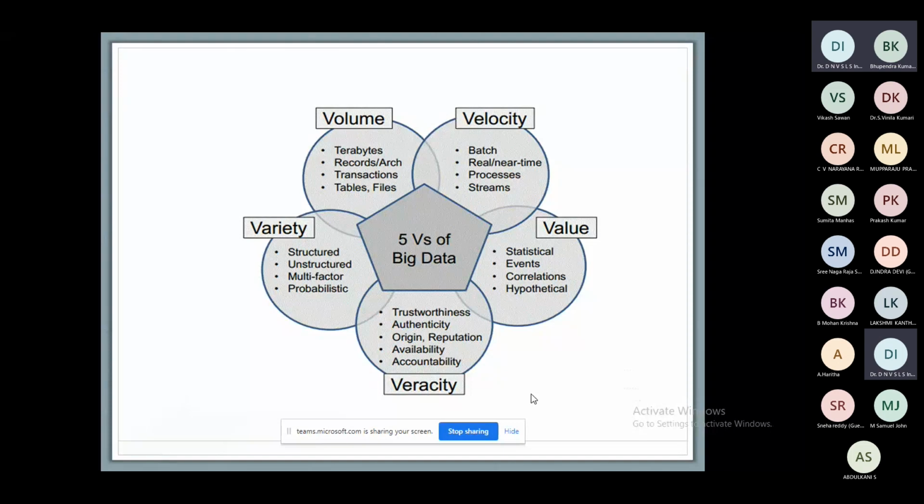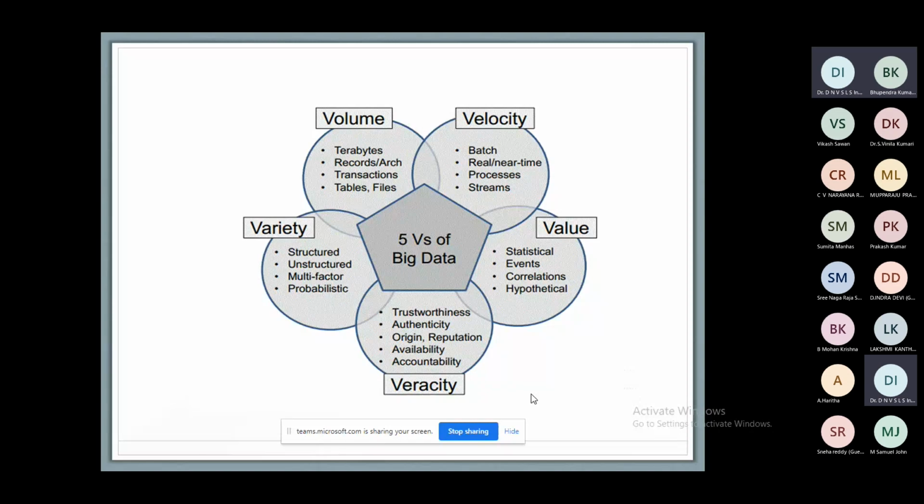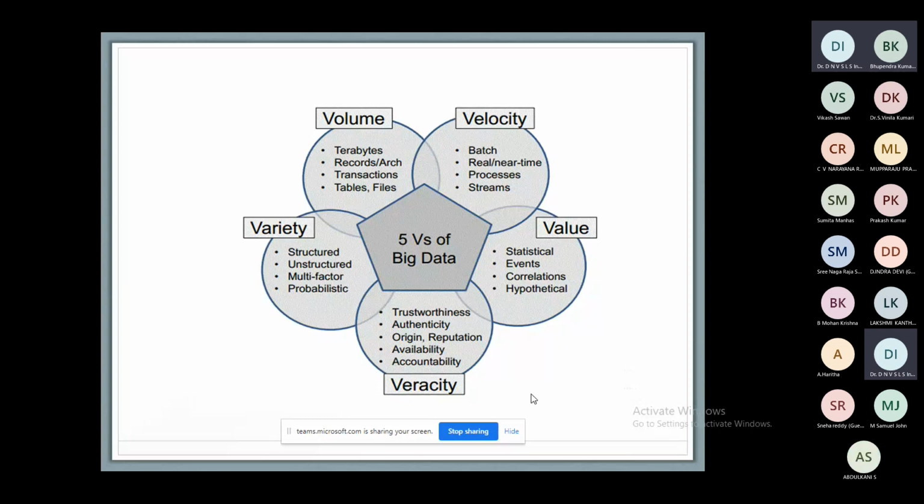Suppose you observe some blogs of data, or you observe the reviews, it may be correct or it may not be correct. It may be posted by true people or it may be posted by the worst people. Credit card information too. So all these come under veracity. It's also one of the characteristics of big data. And coming to variety, there are structured, semi-structured, and unstructured, and multi-factor, and probabilistic. All these are the different types of big data.